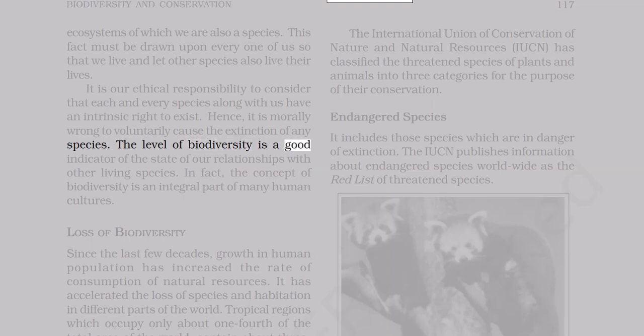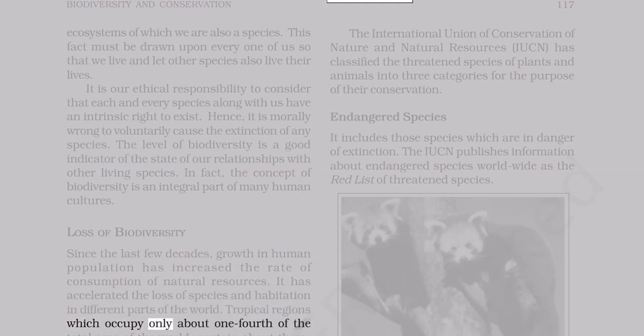The level of biodiversity is a good indicator of the state of our relationships with other living species. In fact, the concept of biodiversity is an integral part of many human cultures. Loss of biodiversity. Since the last few decades, growth in human population has increased the rate of consumption of natural resources. It has accelerated the loss of species and habitation in different parts of the world.